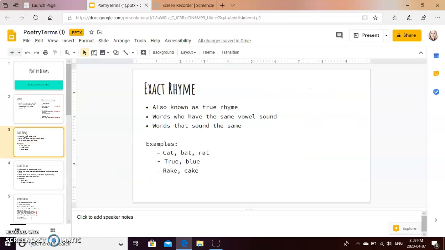Speaking of rhymes, we're going to move on to exact rhyme. Exact rhyme is what we're probably most familiar with when we create poetry. It's also known as true rhyme. Normally these words have the same vowel sound, or they sound the same, or they come from the same word family. For example, at the bottom you see cat, bat, and rat. Well, they all come from the at word family, so all of those words have an exact rhyme. True and blue, rake and cake. Most of us are already familiar with what exact rhyme is, so I'm not going to spend too much time there, but you get the idea.